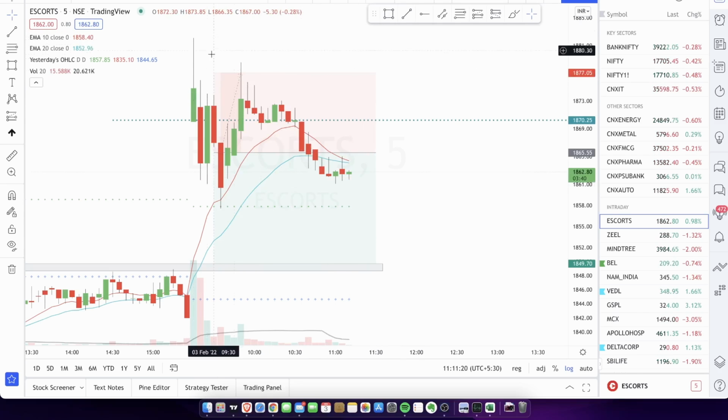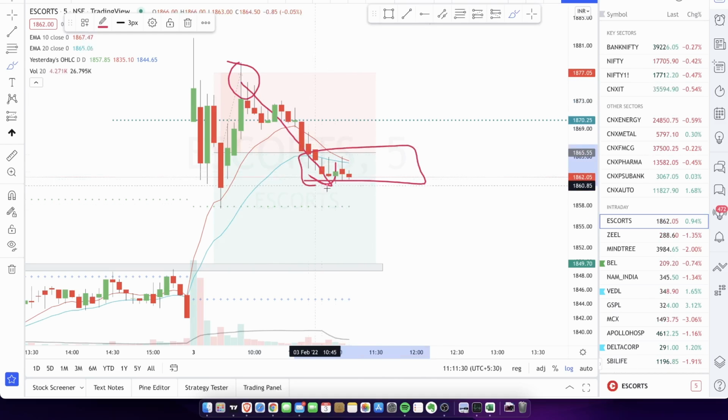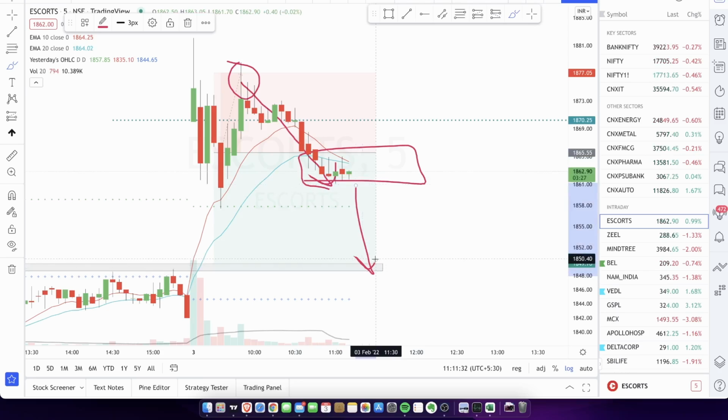So if you see, I got trapped here in SL hunting. It hit the SL, and ever since it has been in a downtrend. It may form a range here and then carry on further to move towards my target. Again, do check it at 6 p.m. whenever I release this video to see how the stock has performed at that particular time.